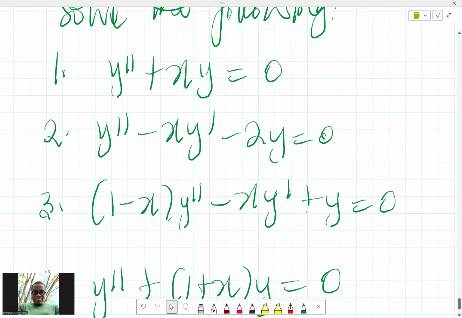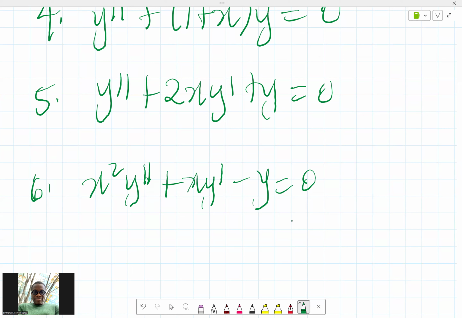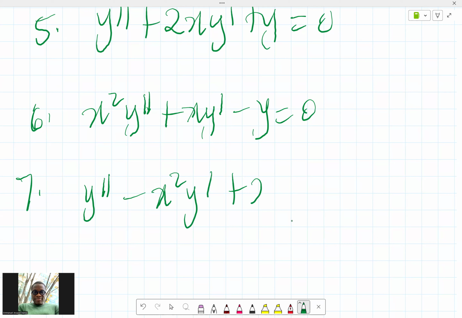Then let's see, do we have more? Yeah, interesting, we have more. Question 6, x squared y prime prime plus x y prime minus y equals 0. I think the tricky part is when you begin to shift the powers, shift the value of n to start from 0. Then this one also says, it's the same thing. Then solve the Bessel's equation. I think we'll be talking about Bessel in a jiffy. So let me take it to 7. You have number 7, y prime prime minus x squared y prime plus 2y equals 0.